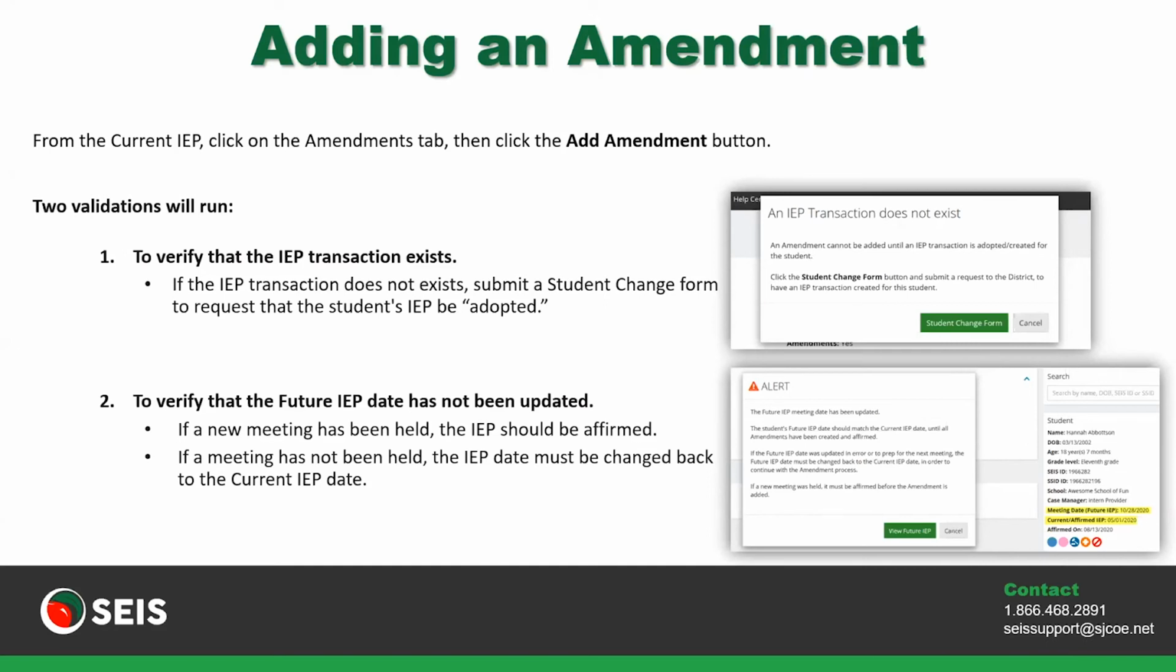As we already stated, with not updating the future IEP date, if for some reason you added an amendment and then you went to the future IEP and updated the date because you're going to start also prepping for the next meeting, if that future IEP date changes from the current IEP date, you are going to get an error. You are not going to be able to continue with that amendment. It is going to alert you that if a new meeting has not been held, to change that future IEP date back to the current IEP date. So again, those dates are aligned.